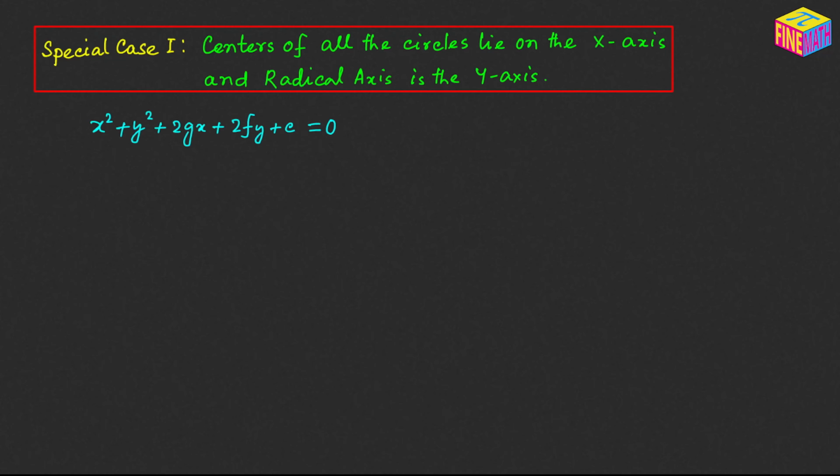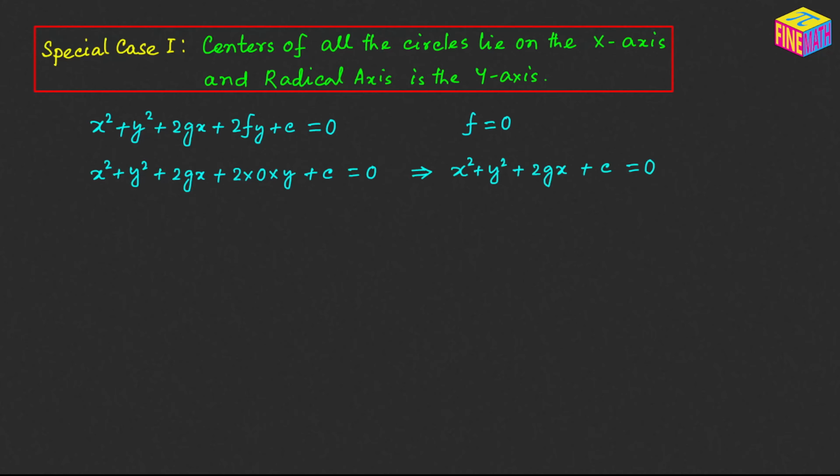And in this case, because the centers of all of the circles of this family lie on the x-axis, that means the y-coordinate of the center should be 0. That means f will be 0. And in that case, the general equation of all the circles in this family could look like this. And from here, we can say that the equation would look like this: x squared plus y squared plus 2gx plus c equals 0. Now the question is, how many parameters do we have in this general equation?